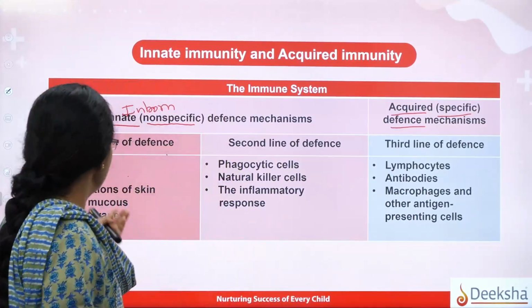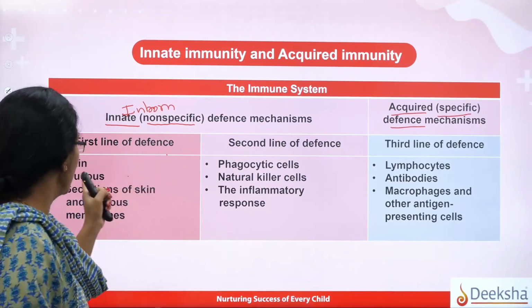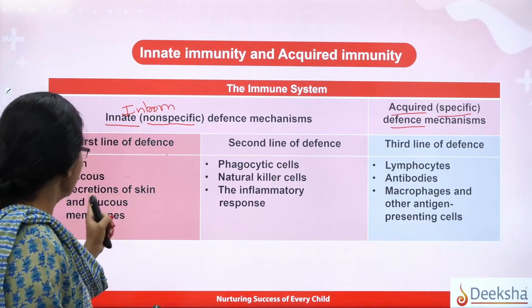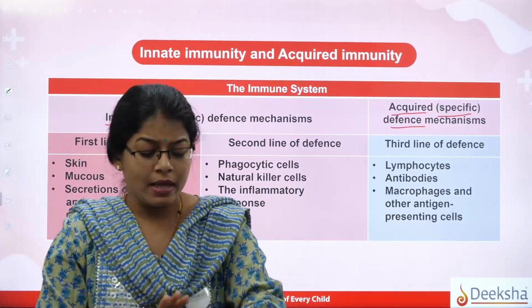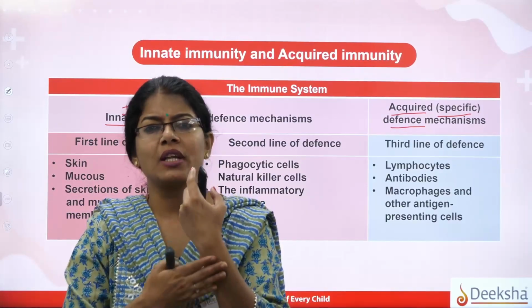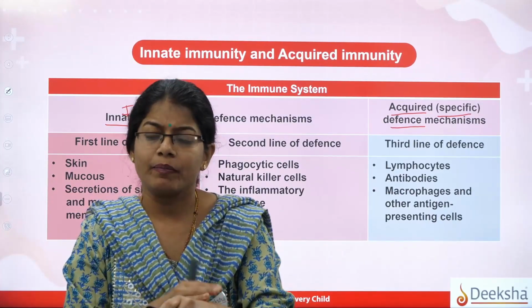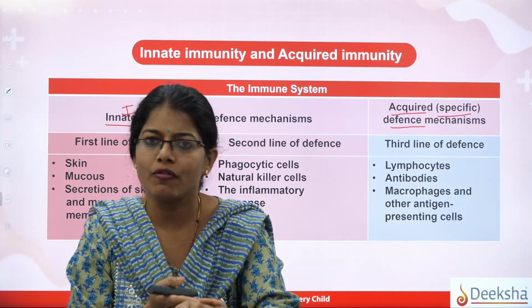So what are the different cells and tissues here? If you see, the first line of defense will include the skin, right? Then the mucus, right? And then the secretions of the skin and the mucous membrane. I'll give you quickly some examples. Skin, the outermost layer has keratinocytes, correct? So again, it is itself a barrier. It doesn't easily allow bacteria to enter. That's why it's a first line of defense.